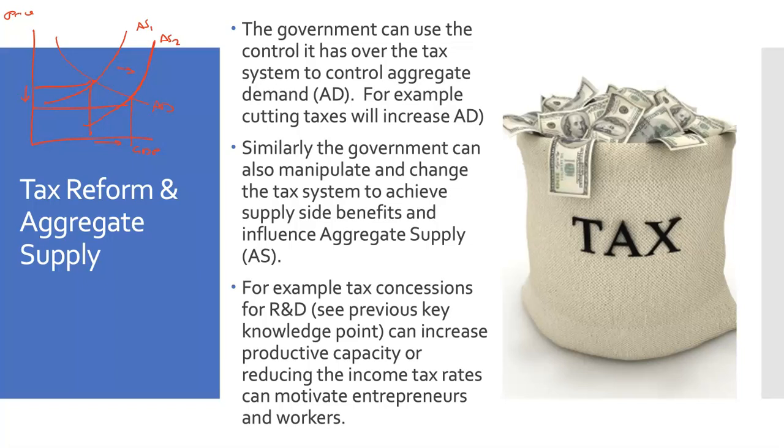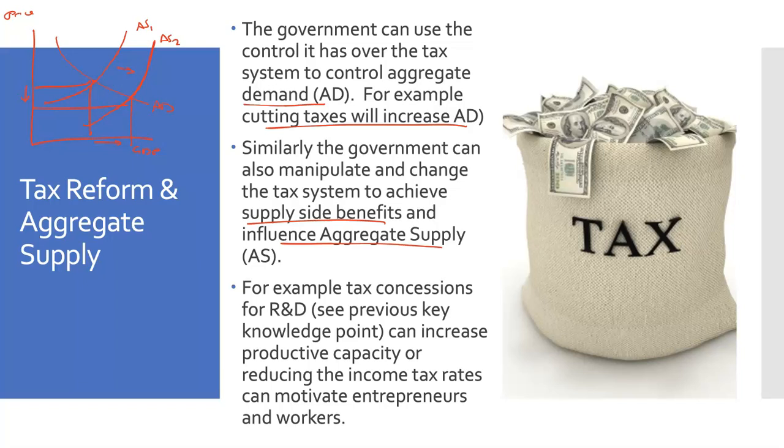The government can use and control the tax system to control aggregate demand. For example, cutting taxes will increase aggregate demand. But also, because this topic is about aggregate supply, governments can change and manipulate the tax system to achieve supply-side benefits that influence aggregate supply. So tax reform is all about how the government controls and manipulates the tax system, and we're going to think about how they can do that to influence aggregate supply.